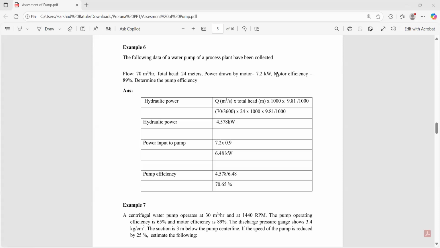Power input to the pump is given as 7.2 kilowatt. Motor efficiency is 89%. So input shaft power would be input power times motor efficiency, which is 6.48 kilowatt, and then pumping efficiency would be hydraulic power divided by shaft power. It's a simple question. Such questions can be asked for 5 marks.